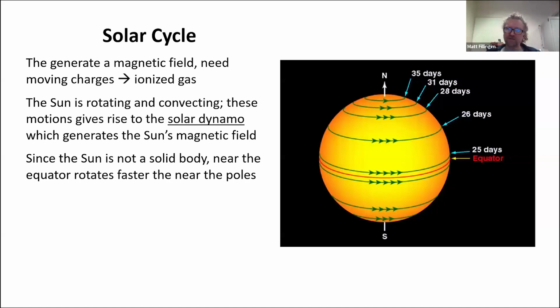So near the equator of the sun, it takes about 25 days for that ionized gas to rotate around the center of the sun once. If you go up near the poles, it takes a lot longer. It takes maybe 35 days for material near the poles to spin around the sun's rotation axis. And so we have a differential rotation. So some parts of the sun are moving faster than others.